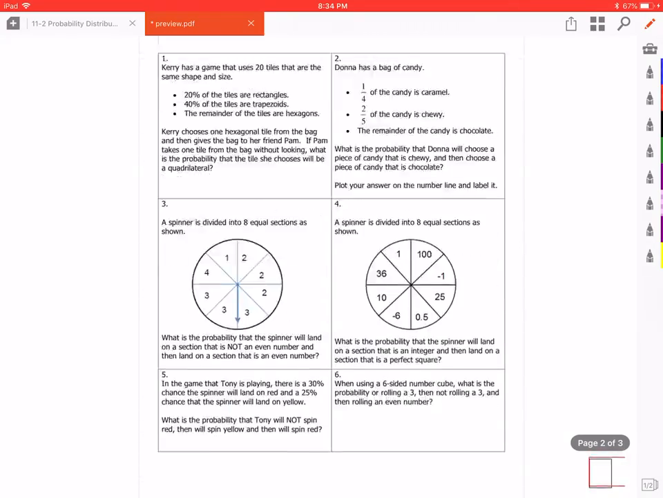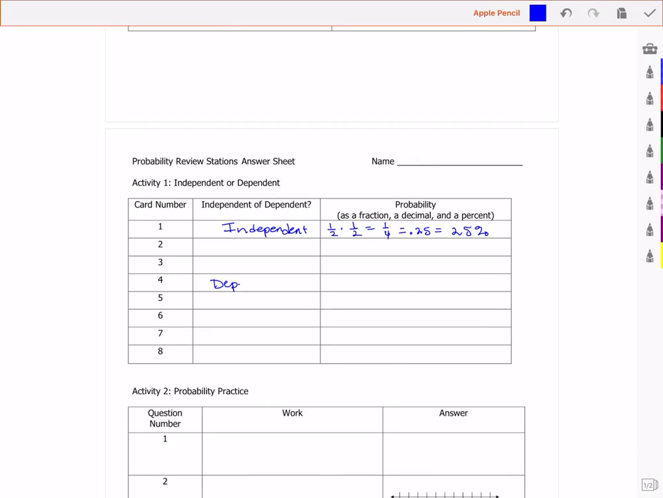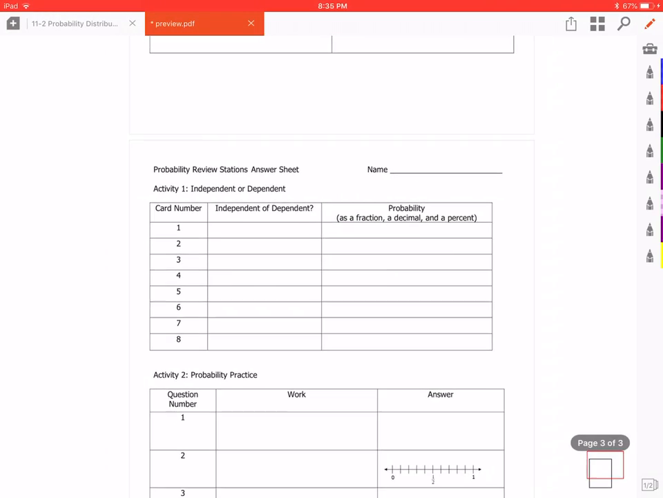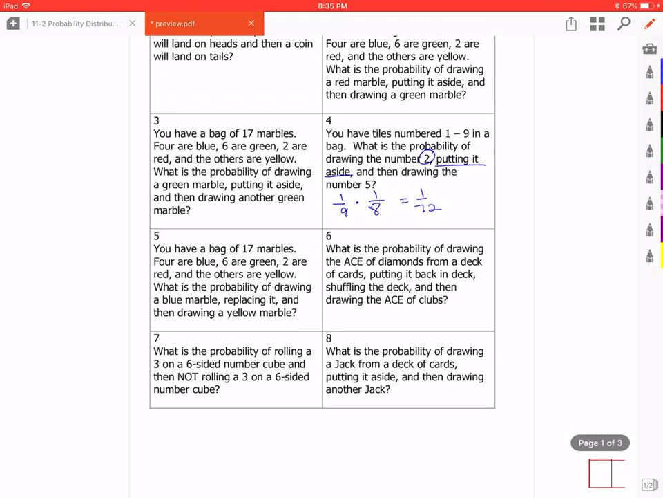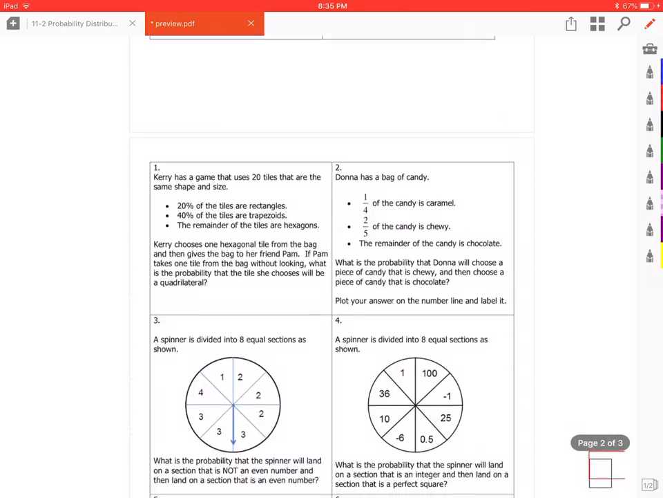So that was number 4. So we'd say dependent there. One over 9 times 1/8, which is 1/72. I think I said 74. Anyway, 1/72, and then you change that to a decimal and a percent. Okay, so that's how you're going to do those cards. I can't remember if they're blue or white right now. But yeah, that's what you'll do on that. And you can work together. You can use your calculators, all that.